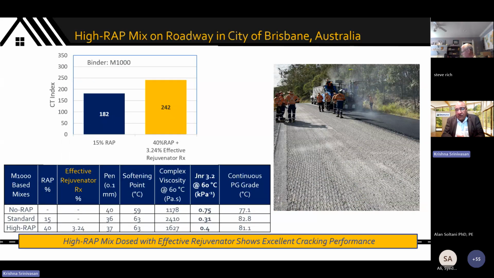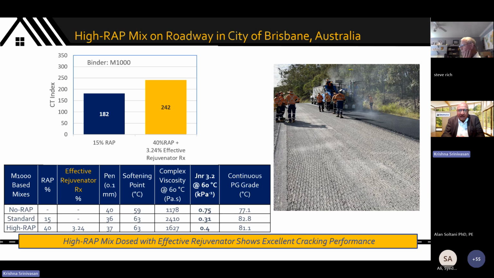This is data that comes to us from Australia, and I'll highlight a couple of things in here. Certainly there's a lot of data here in terms of the properties they measured, the pen, the softening point. As I mentioned, Australia is a viscosity-driven country. They looked at complex viscosity. Here's some JNR data. But first, let me highlight this. The binder used is M1000. M1000 is an air oxidized, a very stiff air oxidized binder. Seems to work fine in Australia.